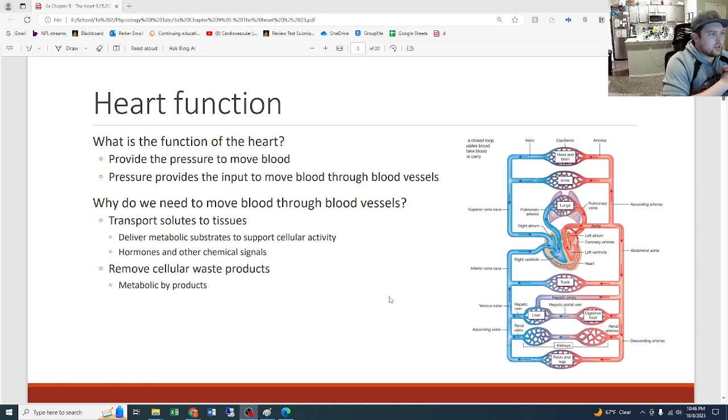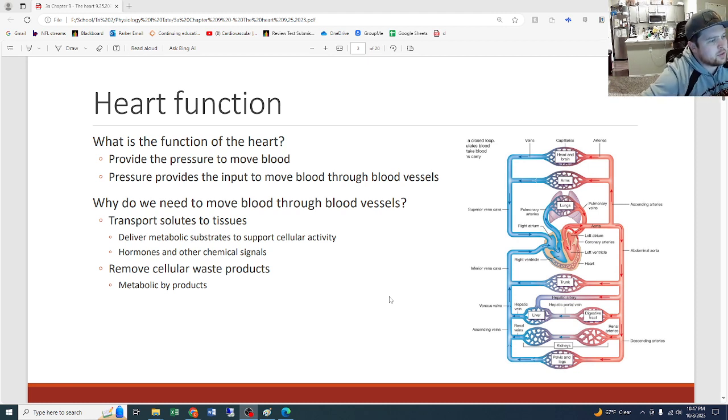So we have to deliver the metabolic substrates to support cellular activity, and then we also have hormones and other chemical signals. When we talk about the solutes, think about stuff like oxygen, calcium, potassium, even sodium. There's sodium in our blood as well. There's also a lot of the nutrients we need, like glucose and some of the components for proteins. All of that is moved through the blood.